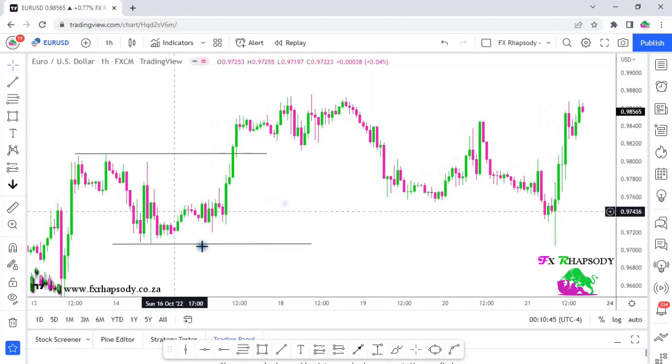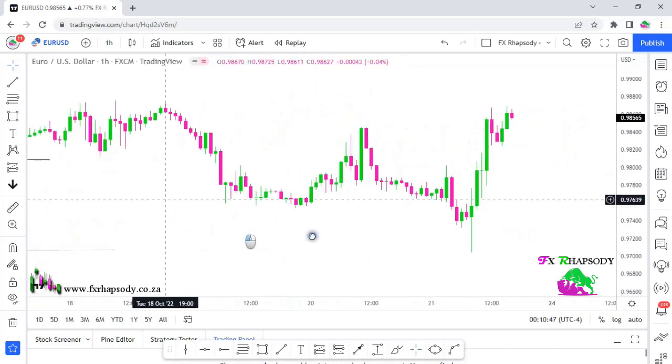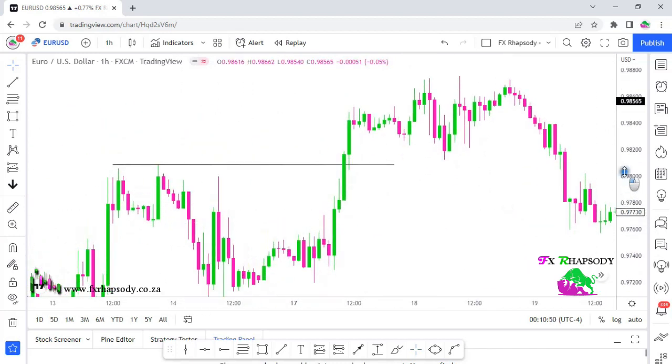As you can see, there was a break upwards. With this, I'm just going to zoom in a little bit so I can show you.